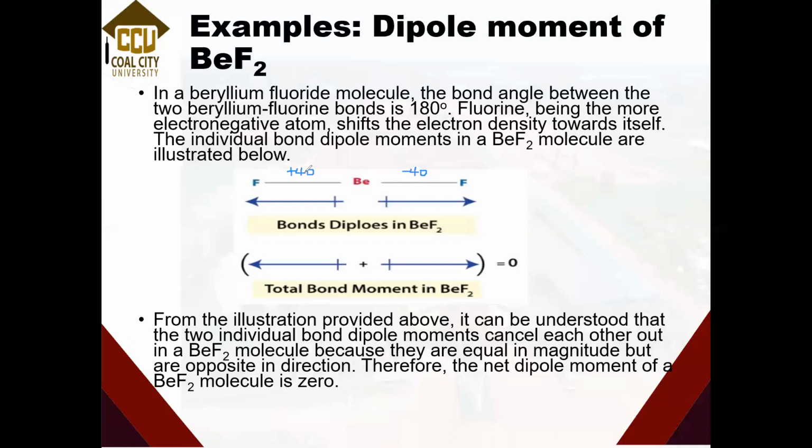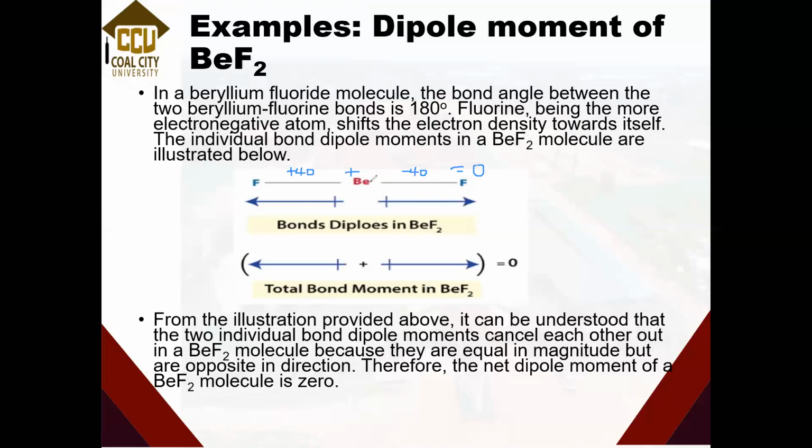I'm just making up these values. I did not calculate them, just to illustrate this example. So in order to know the total dipole moment of beryllium difluoride, it will be the vector sum, meaning that I will say plus 4 dBi plus minus 4 dBi, which is 4 dBi minus 4 dBi. 4 dBi minus 4 dBi will give me 0.